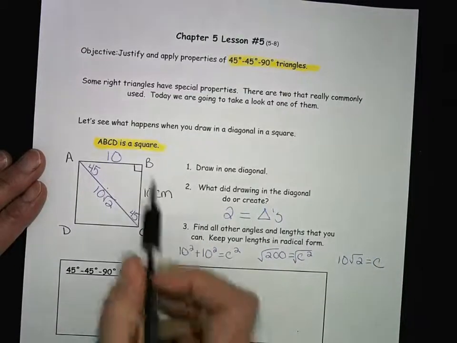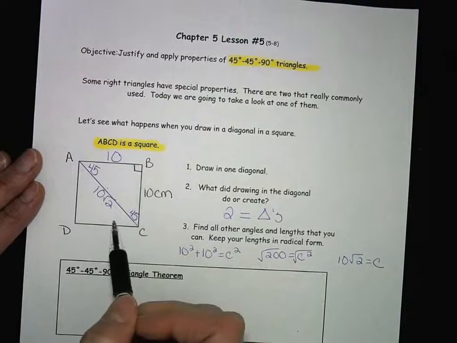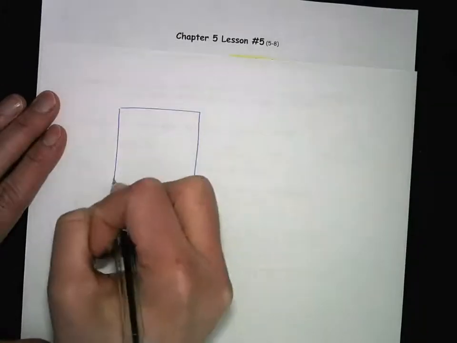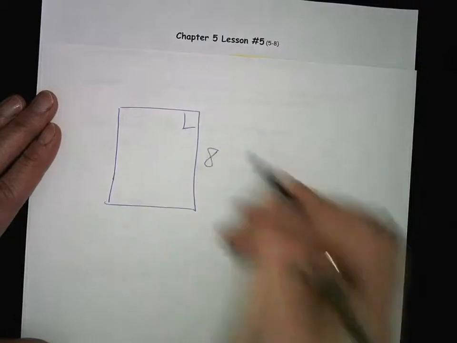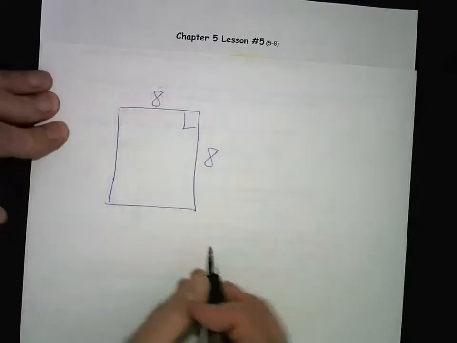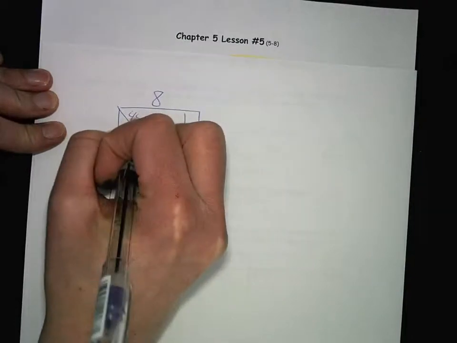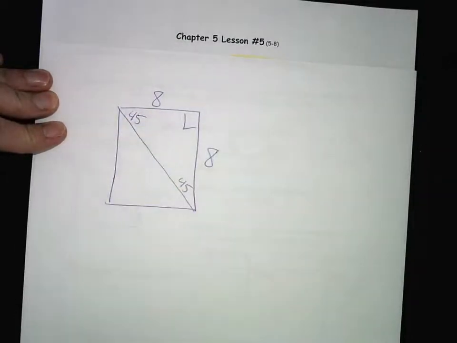There's a relationship that gets created with these numbers. Let me show you another example so you can see the relationship. You don't have to write this down, but I'm going to draw another square. If we were in class, I would tell you to give me a side length, and keep it small. Let's say you pick 8. So if this is 8, this would be 8, and we draw in the diagonal. We know this would be a 45 again, and this would be a 45.